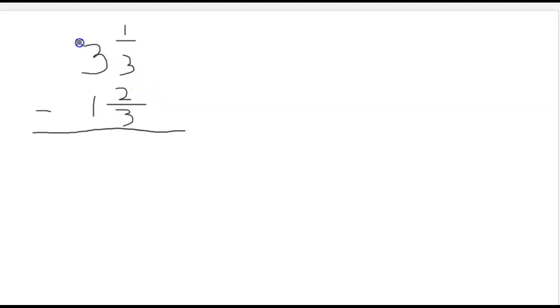We can actually borrow from this 3. So that 3 is going to become a 2. We borrowed 1. But we can't just add 1, right? Because 1 plus 1/3, that 1 just doesn't work for us. So instead, we're going to turn that whole into a fraction. And we're going to name that whole 3/3, right? Because 3/3 is the same as 1 whole.